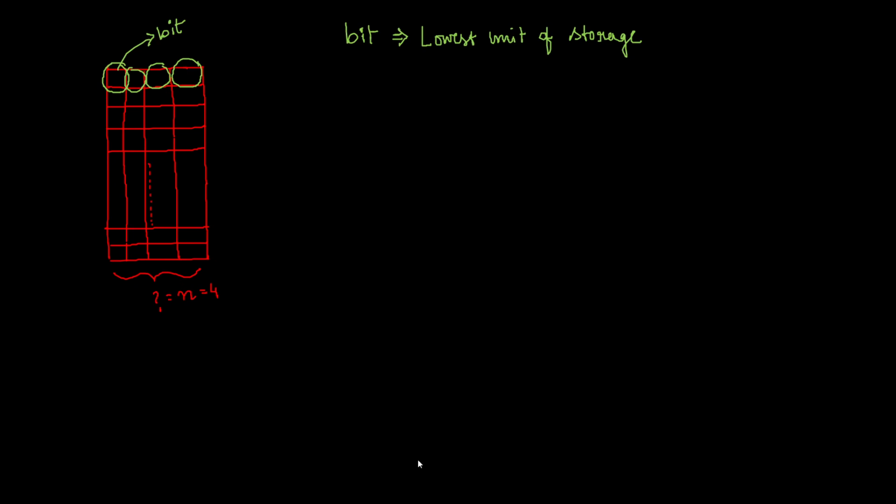Now the question is, what is the next unit that we can have? The next unit is called a byte, which is equal to 8 bits. So a combination of 8 bits as a whole is called 1 byte. Similarly, a combination of some amount of bytes is called 1 kilobyte, or sometimes we say KB, which is equal to 1024 bytes.